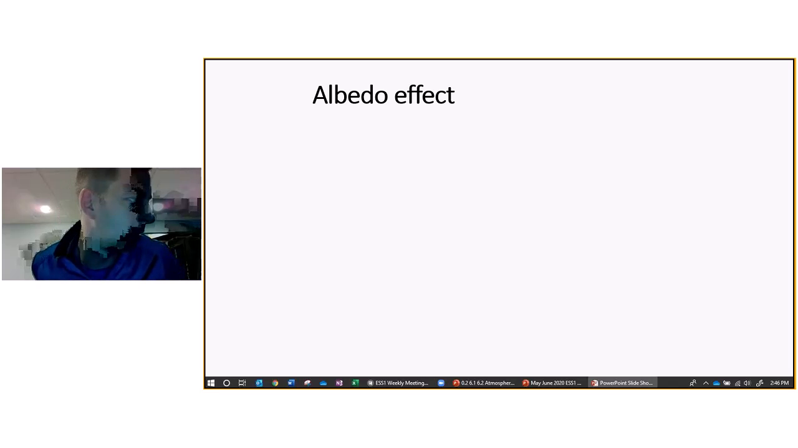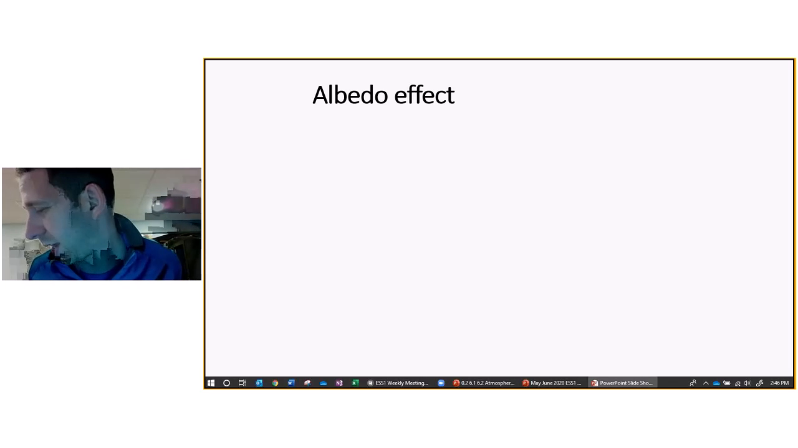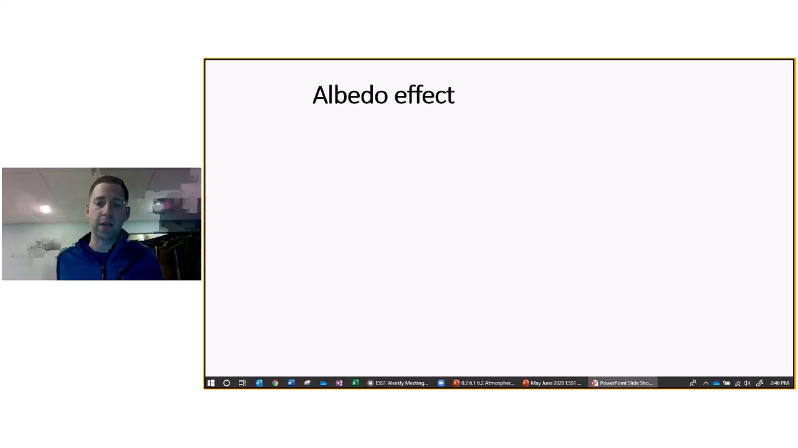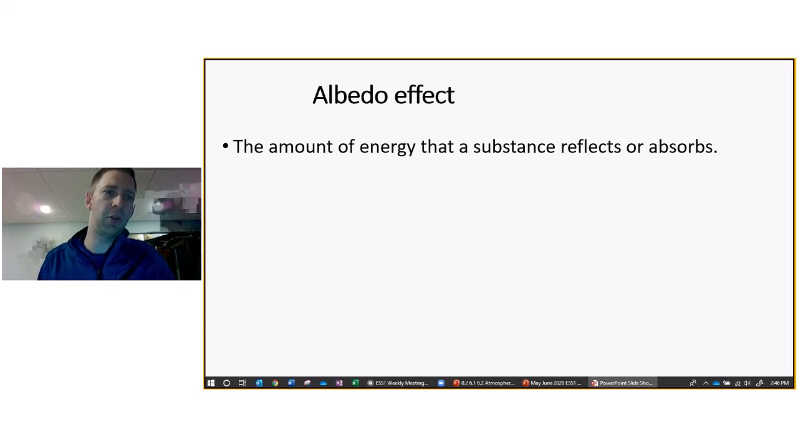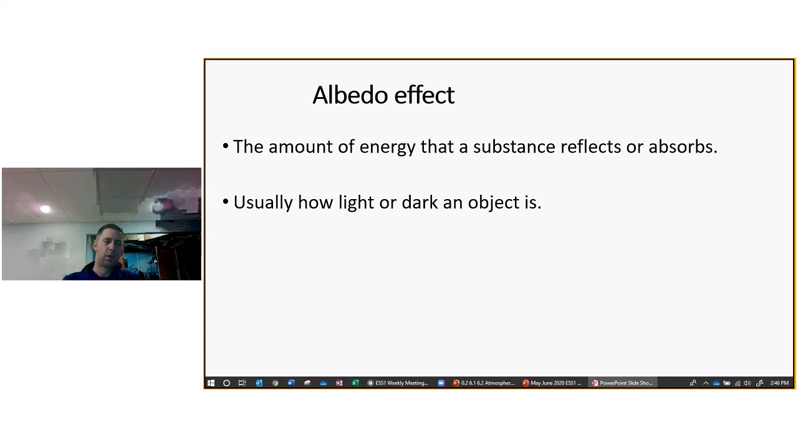This one's probably the most complicated, so I don't think 6.1 is complicated in general, but the albedo effect might be the most complicated part. Albedo is simply the amount of energy that a substance reflects or absorbs. It almost always has to do with how light or dark an object is. And you guys probably already know most of this.